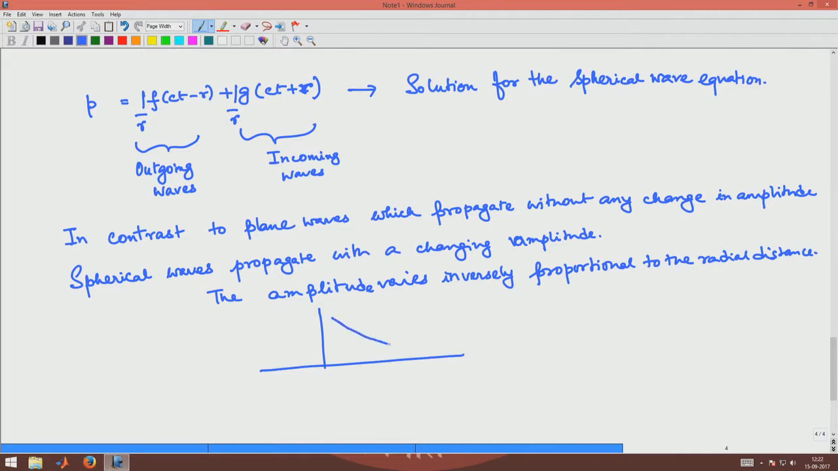If I just plot the amplitude, it will have a 1 by r decay. So, the amplitude against distance: this is the distance from the origin where you are interested. As the distance from the origin increases, the amplitude is seen to fall. This is very interesting in terms of applications.